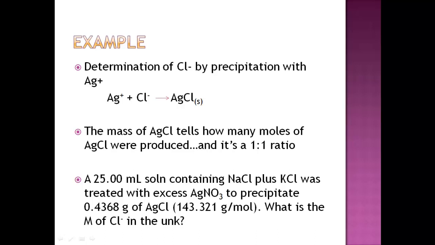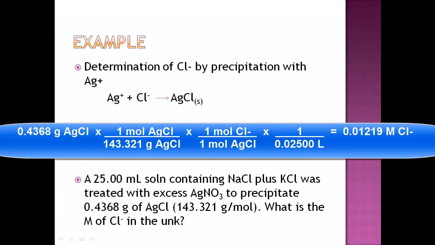So you go ahead and take that 0.4368 grams of AgCl and you convert that to moles of AgCl. So you use 143.321 on the bottom, 1 mole of AgCl on the top, and then you just use your simple mole to mole ratio. In 1 mole of AgCl, there's 1 mole of chloride ion. Now, it doesn't matter that you have two reagents that have a Cl, right? Because there's NaCl and KCl, but they're all in the same solution, and both of them are a 1-to-1 mole ratio, so it does not matter.